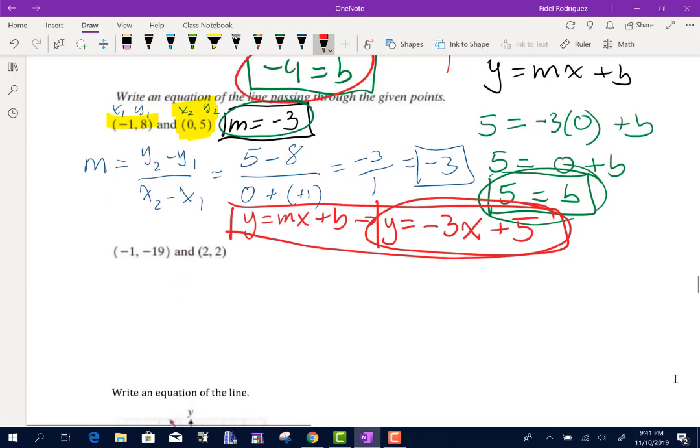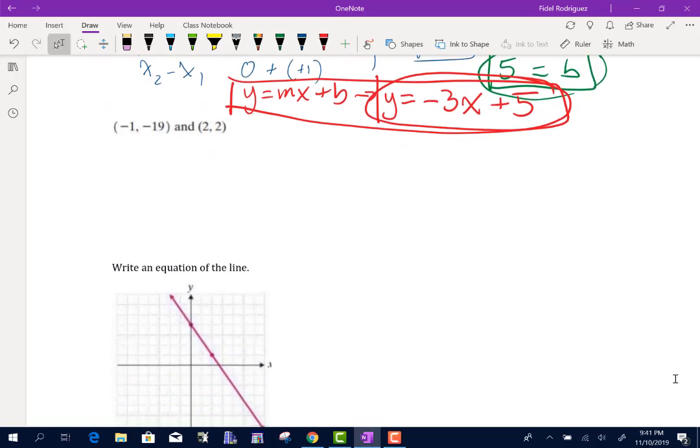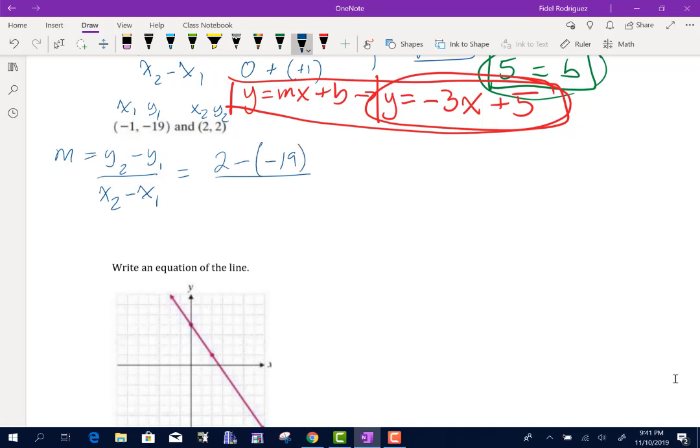Alrighty, let's try the same thing for the next one over here. Okay, so just like we did before, guys, let's first find the slope. M equals y2 minus y1, x2 minus x1, okay? Again, for easy purposes, that's x1, y1, that's x2, y2. So it says y2, which is the number 2, minus y1, negative 19. x2 is 2, minus x1, negative 1, okay?